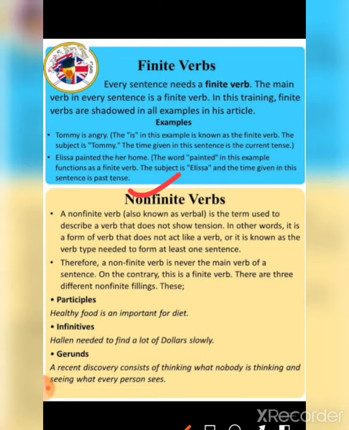What are they? First is participle, second is infinitives, which we will learn today, and next is gerund. You have already learned about gerunds. So today we will learn about infinitives, to-infinitives. A non-finite verb is not a main verb. It doesn't act as a main verb. It never acts as a main verb.